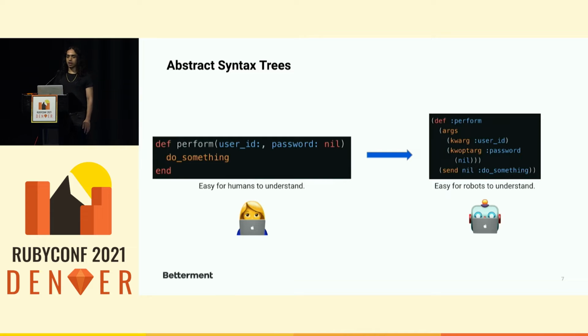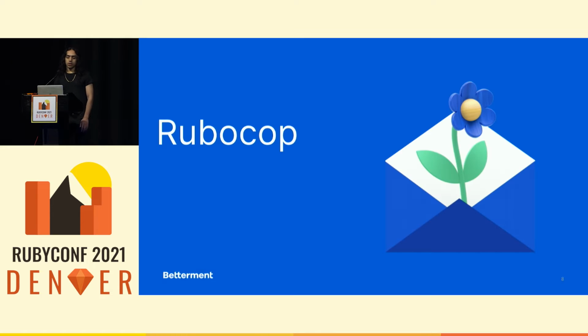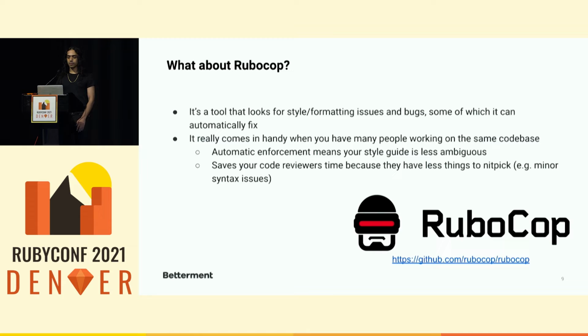So to do that, we're going to start by learning more about abstract syntax trees. At a high level, abstract syntax trees, or ASTs, are the format that your compiler or your interpreter turns your code into so it's easier to operate with. Basically, computers don't have any issues with both of them, but as lowly humans, it is much easier to write programs for ASTs than it is for raw source code. So to deal with ASTs, we'll be leaning very heavily on Rubocop.